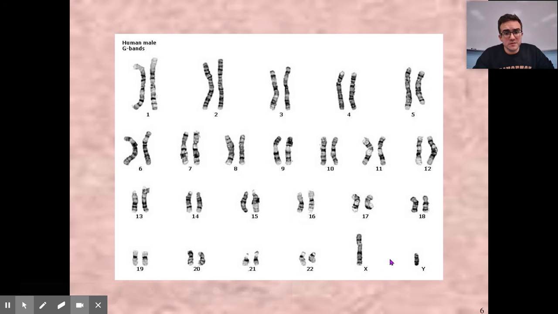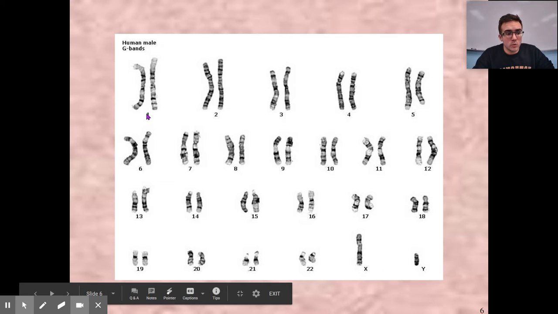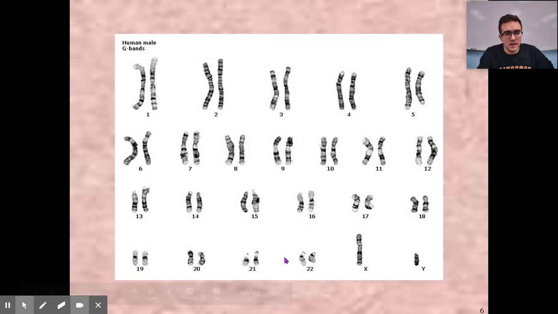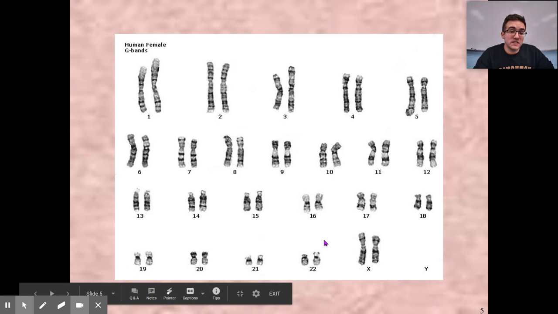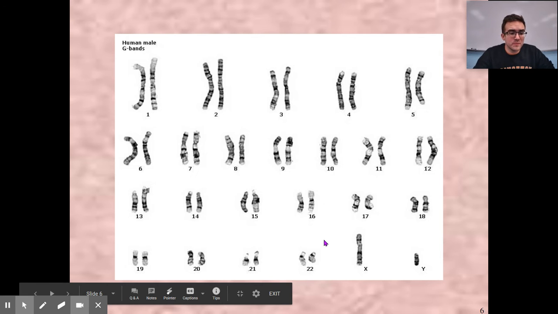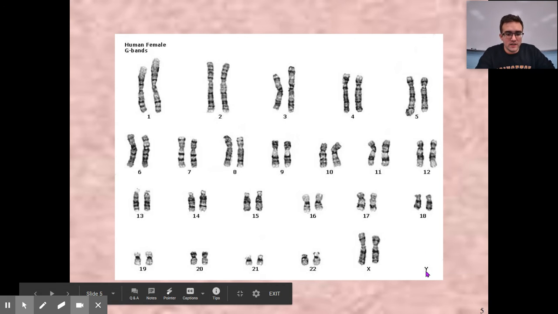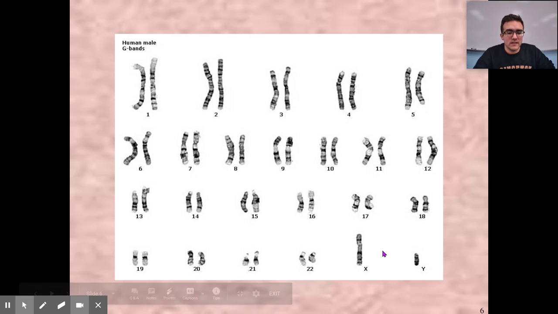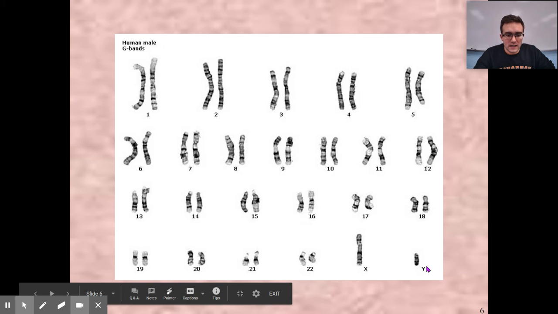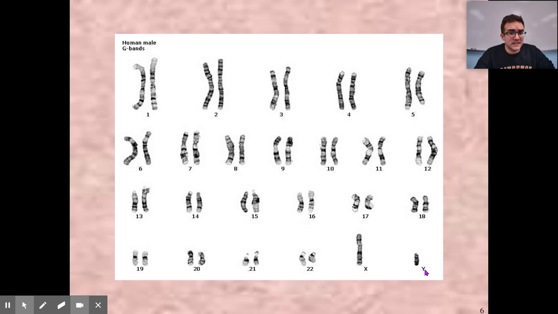This is what the human male chromosome looks like. So 1 through 22 still look the same. These two pictures look very similar when you look at the autosomal chromosomes. It's just the sex chromosomes that differ here. Males will have an X and a Y chromosome. So you can see the difference here for the X and the Y. The X is typically bigger than the Y in terms of genes too. The X chromosome carries several thousand genes. The Y chromosome only carries about 100 genes or so. So let's get into meiosis now.